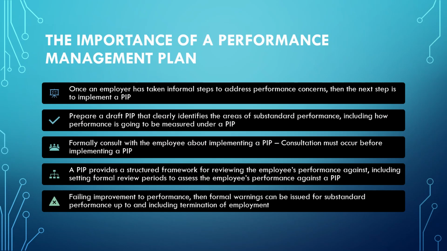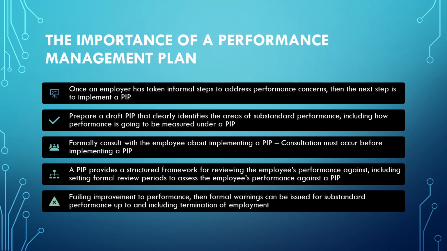Generally, as the employer, you're looking to prepare a draft PIP for consultation that clearly identifies the areas of substandard performance associated with the employee and their work, including how their performance is going to be measured and assessed under the PIP. Then you formally consult with the employee about implementing the PIP; the consultation must occur before establishing the PIP. And like I said earlier, the ebook on managing a performance management process has the various steps and frameworks, template letters, and guidelines for managing these components of a performance management plan or framework.